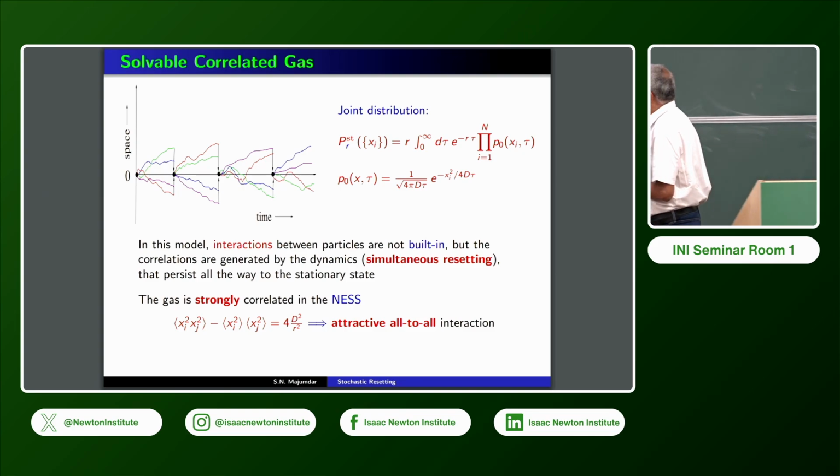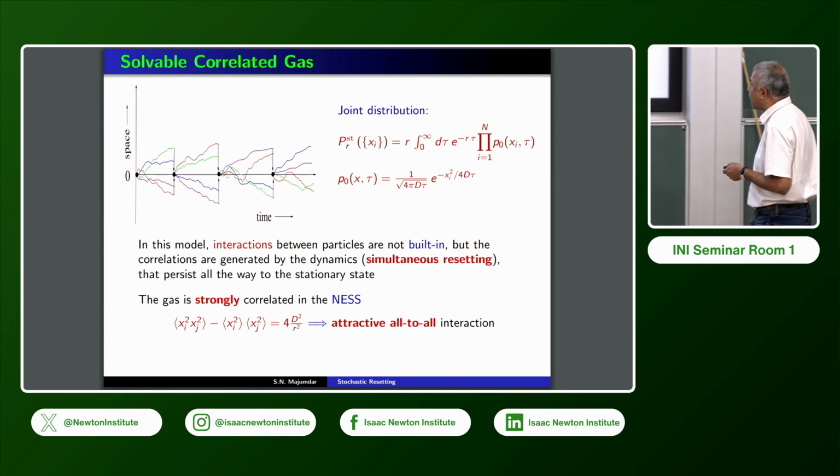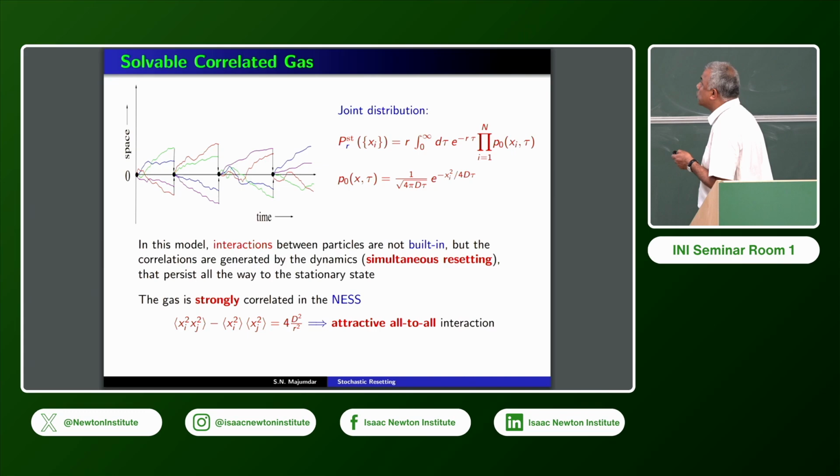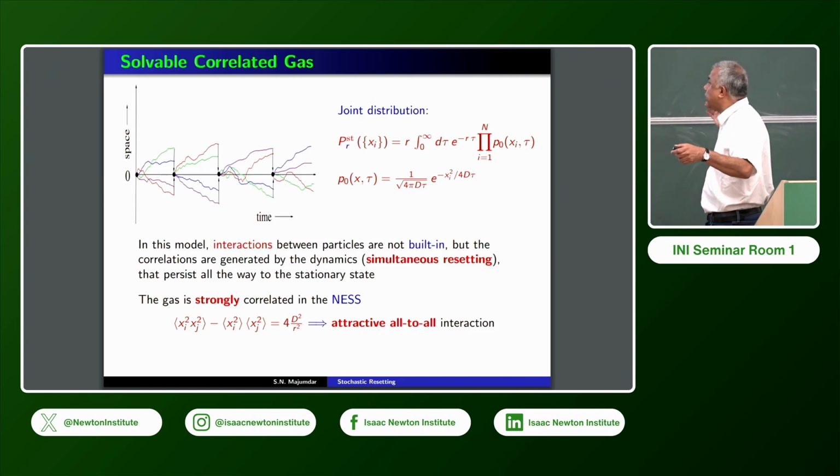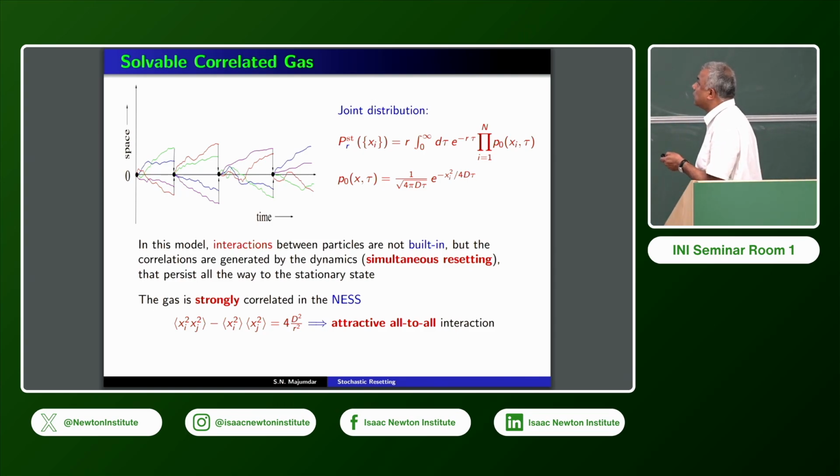And this gas is strongly correlated, and there's an all-to-all attraction. You can compute the correlation function from this expression very easily. I'm talking about the square here, because by symmetry, if you just take xi, xj, the connected part will vanish, because these are symmetric functions of xi. So you need to go to the next order, xi squared, xj squared. So this connected part is non-zero. For any pair of particles ij, that means all these particles have a very attractive all-to-all interaction in this stationary state. Okay?